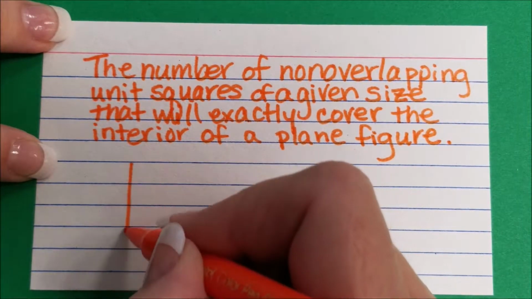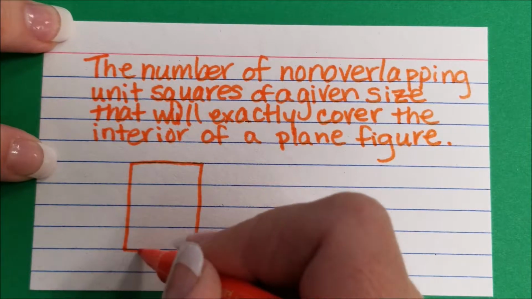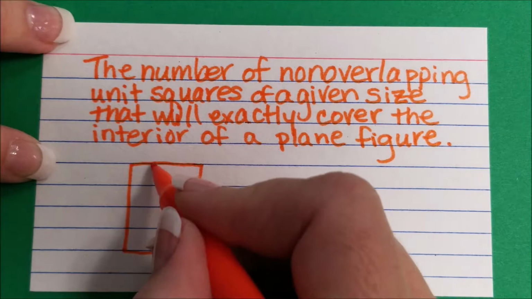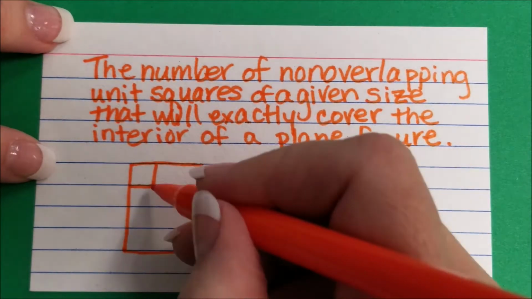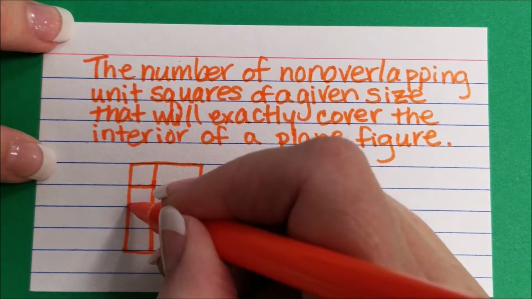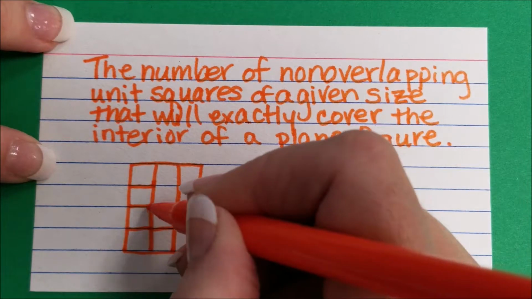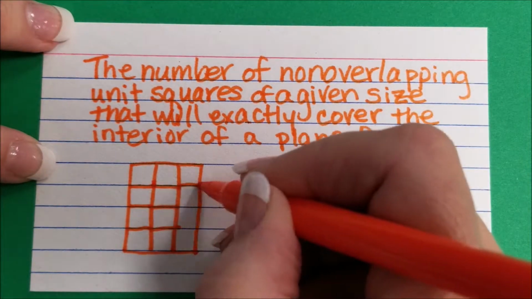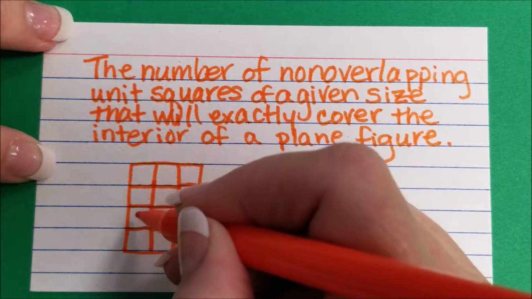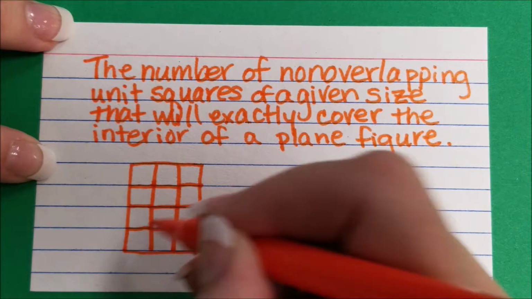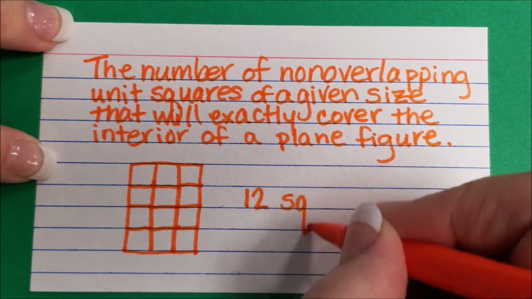So if I had a rectangle that looked like this, and this was a unit square, I'd see how many of them I could fit into this closed plane figure of the rectangle. So we have 1, 2, 3, 4, 5, 6, 7, 8, 9, 10, 11, 12. This would be 12 square units.